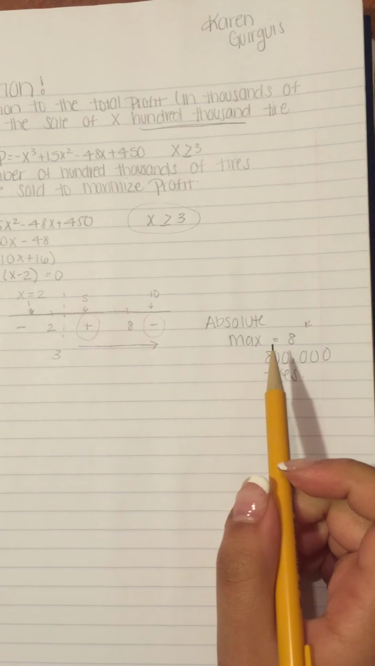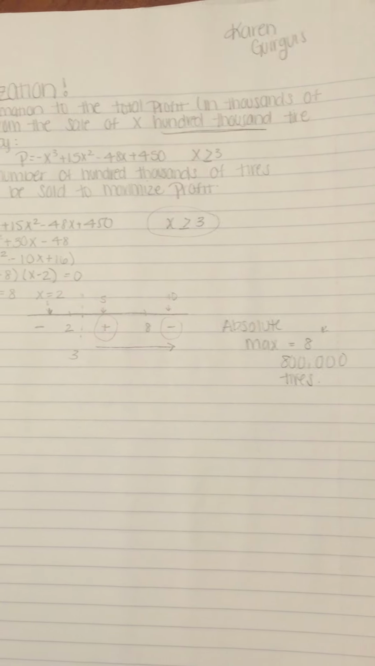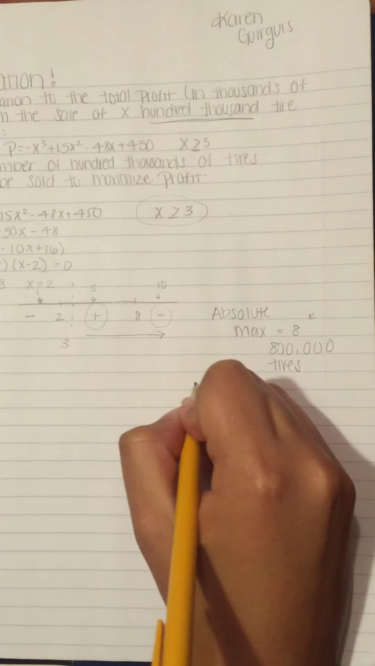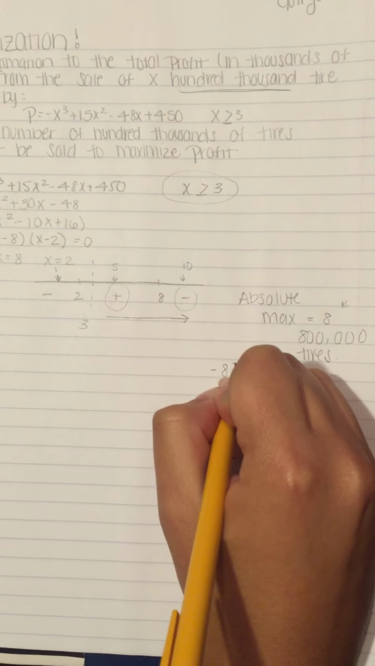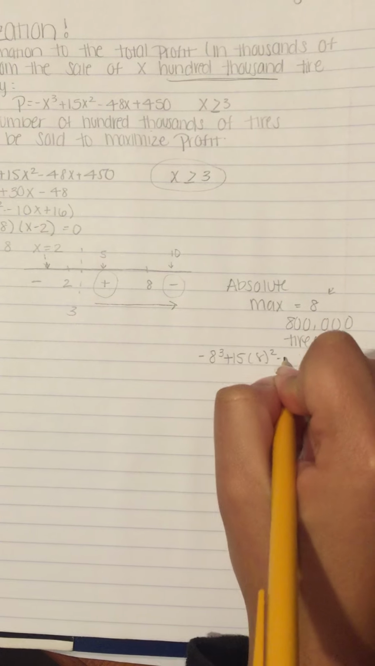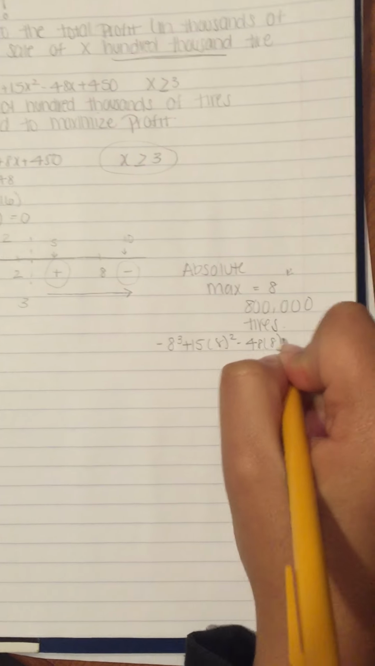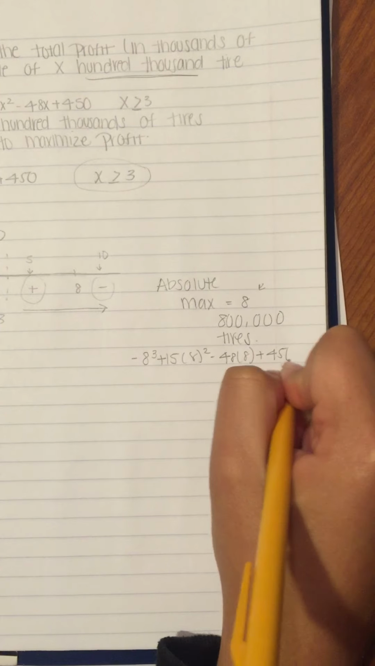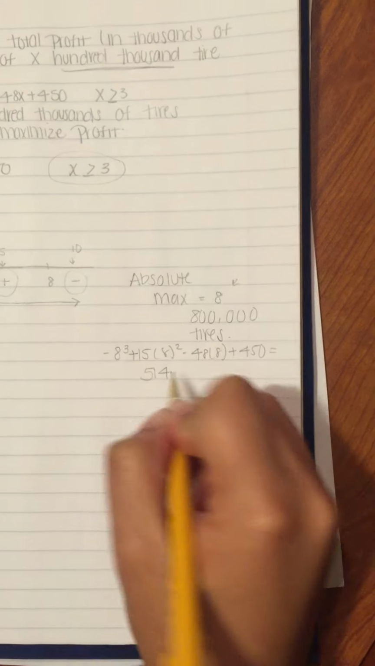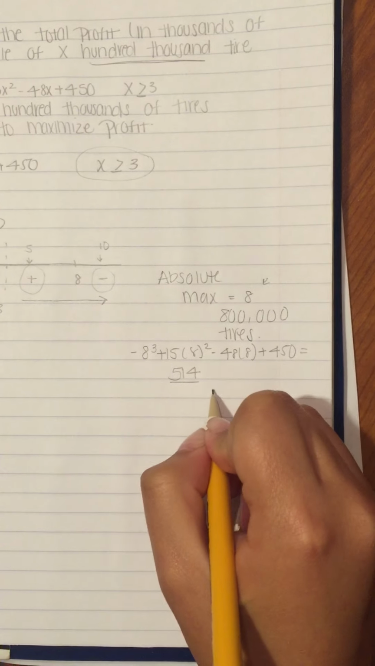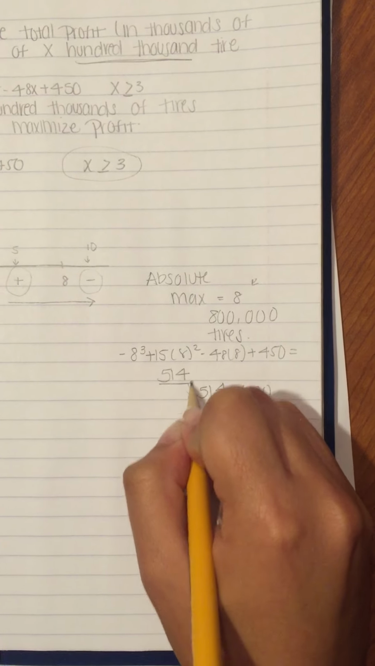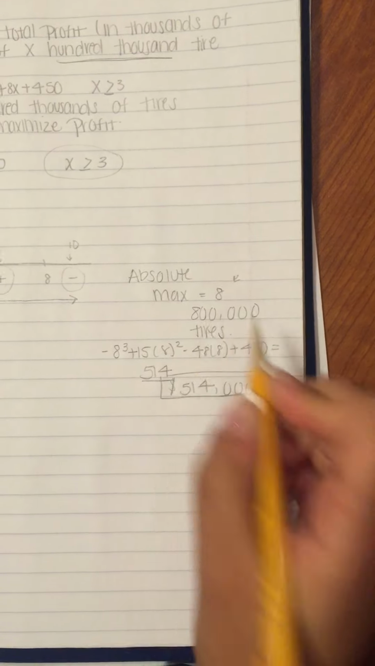Now, if you wanted to find how much profit you are going to make, you are going to plug 8 into the original equation. So what we are going to do is negative 8 cubed plus 15 times 8 squared minus 48 times 8 plus 450. When you plug this into your calculator, you are going to get 514. But since they said hundreds of thousands, it'll be $514,000. And that is how you do an optimization problem.